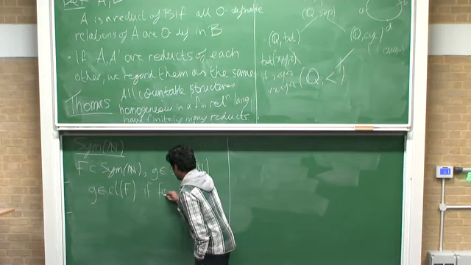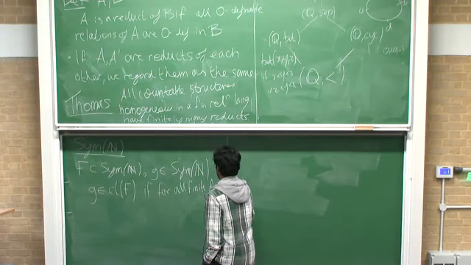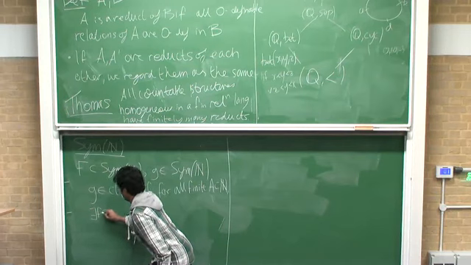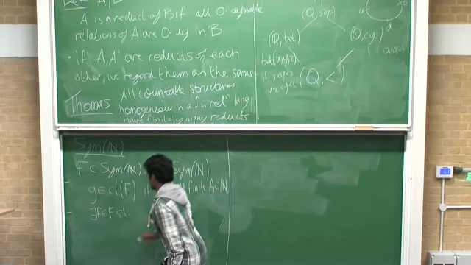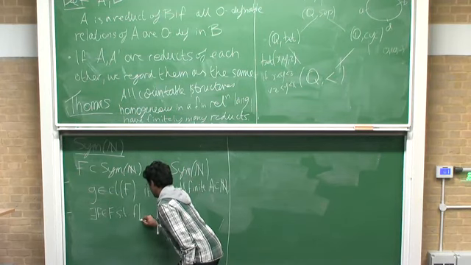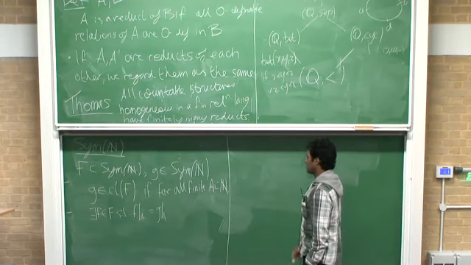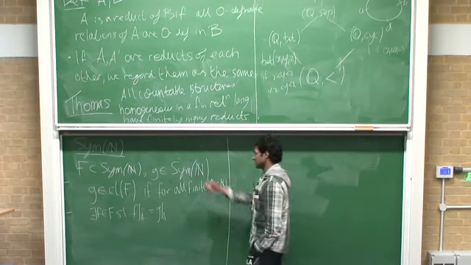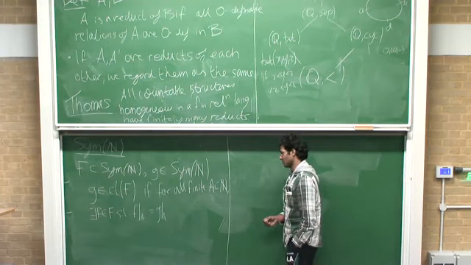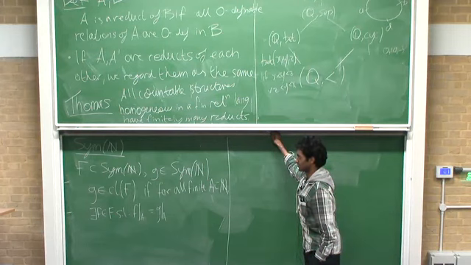So G is in the closure of F if for all finite A subset of n, there exists a function in F which agrees with G on A. All right, and so this is the definition of a closure operation. A subset is closed if it's equal to its own closure, and you can check that this gives you the same topology known as the pointwise convergence.